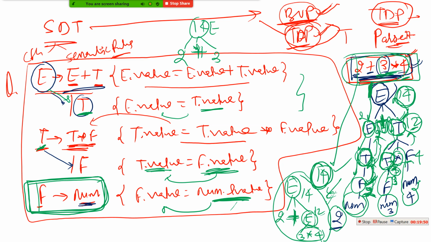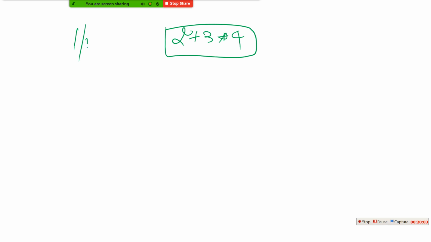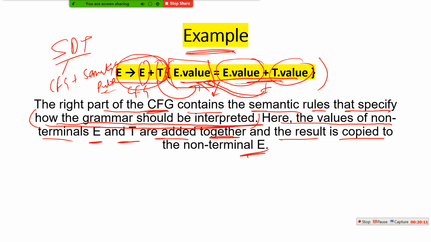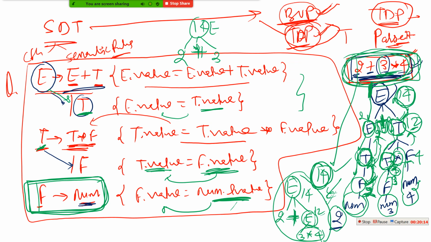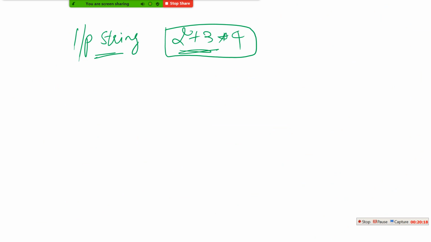Actually, Soumya, we need to traverse. My basic target here, you can focus here, is 2 plus 3 into 4. It was my input string. On the basis of this input string I need to generate the semantic tree using this grammar. Now it is upon us.